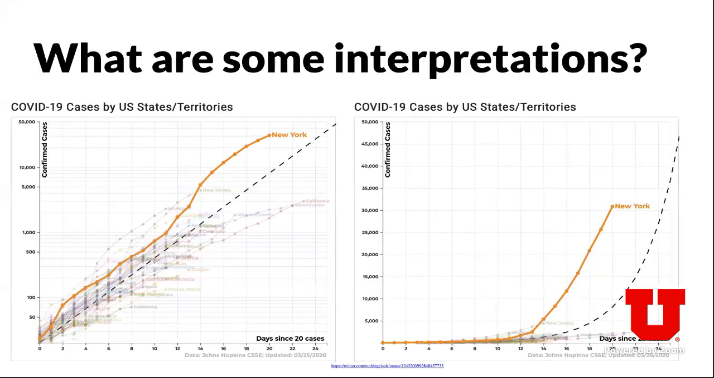And so here are two different charts. They're the same data. The left one here is on a log scale. The right one here is on a linear scale. This shows COVID cases by US states and territories around the time when New York was hardest hit. So what are some interpretations of these two charts, and which of them do you think is more useful, or which one would you prefer?